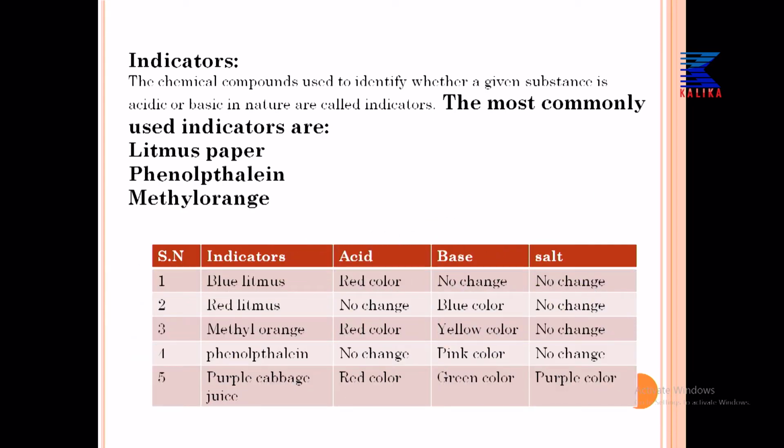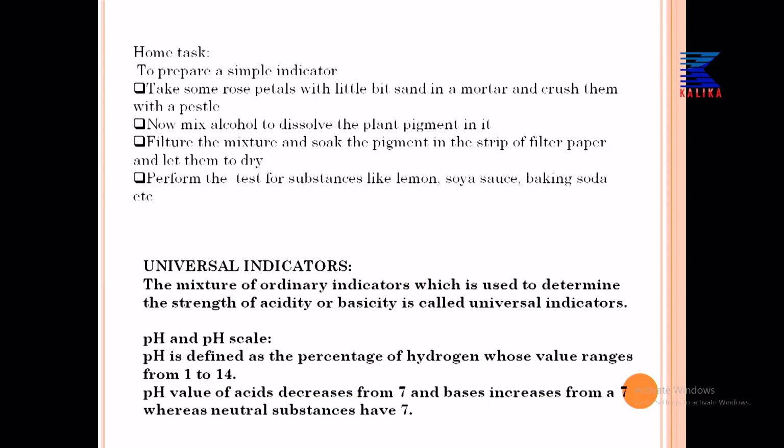Now, there are three types of indicators which are commonly used: litmus paper, phenolphthalein and methyl orange. Now, home task: you can easily prepare a simple indicator in your home too. I have figured out some ways to make indicators. To prepare a simple indicator, take some rose petals and crush them in a mortar and pestle, then mix alcohol to dissolve the plant pigment, since the different organic substances present in the plant are easily soluble in alcohol, and the process is called extraction.